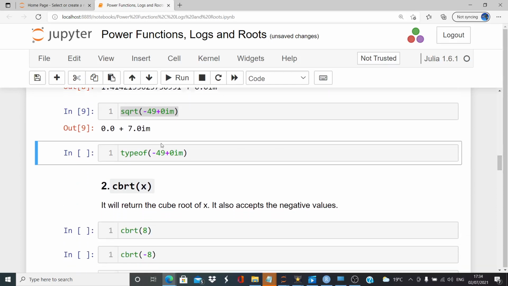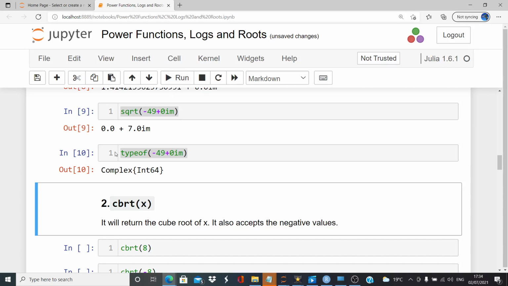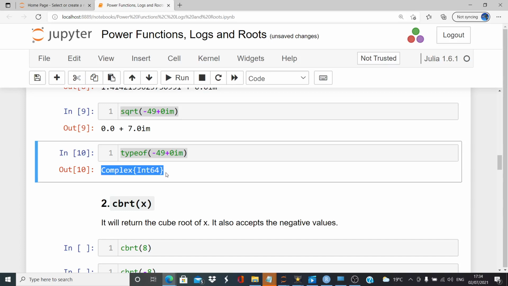Just as a remark, what is that type? Types are very important in Julia. So it's a complex type. Okay, so just watch out for that. Types are very important in Julia. If you're used to R and other programming languages, the emphasis is not there as much, but you have to pay much more attention to it in Julia.